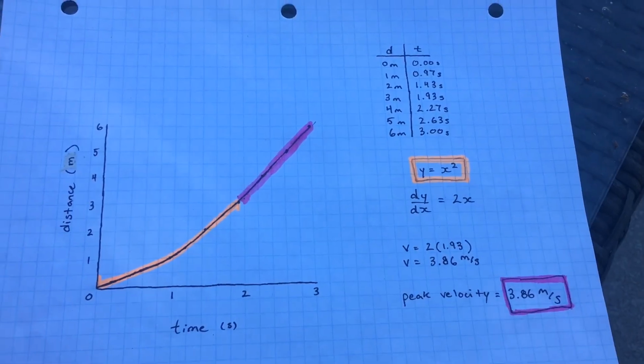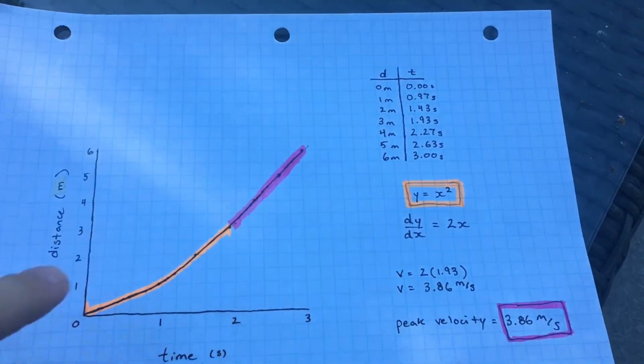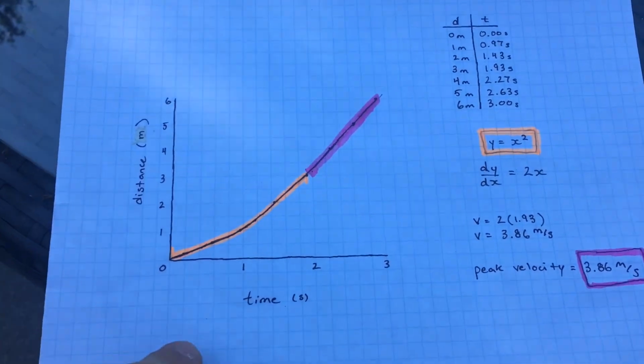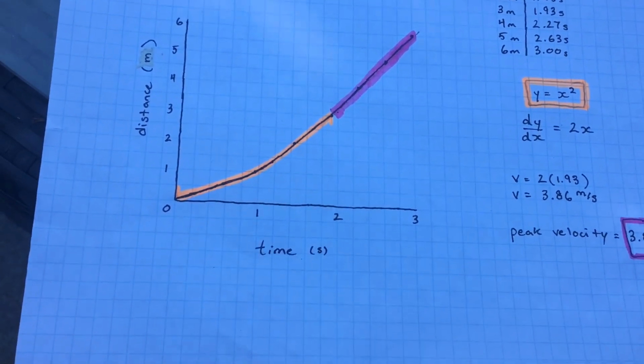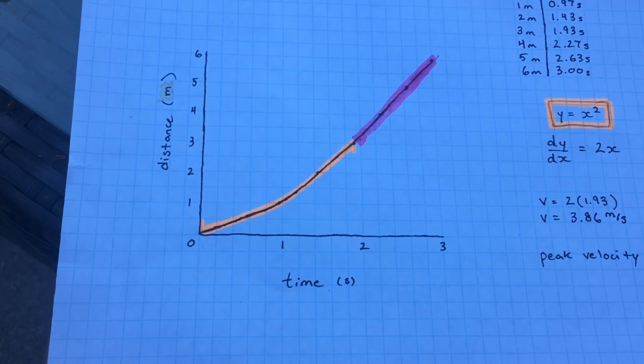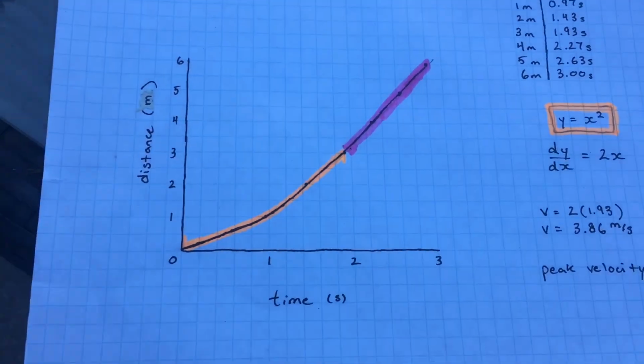Hey guys, after my long, hard run, I've now done my calculations and found out my fastest speed. So for this calculation, I used my chart here to graph my distance versus time. And in this section here in orange is when I was accelerating, and I found that curve to be y equals x squared.